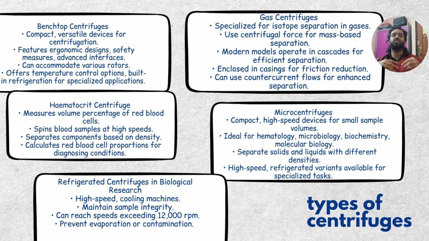Next, we would see the refrigerated centrifuges. These are mainly for biological or microbiological research. They are high-speed cooling machines to maintain sample integrity. To maintain the purity of a sample, we would use the refrigerated centrifuges. These centrifuges can reach speeds exceeding 12,000 RPM, and they prevent evaporation or contamination of samples.